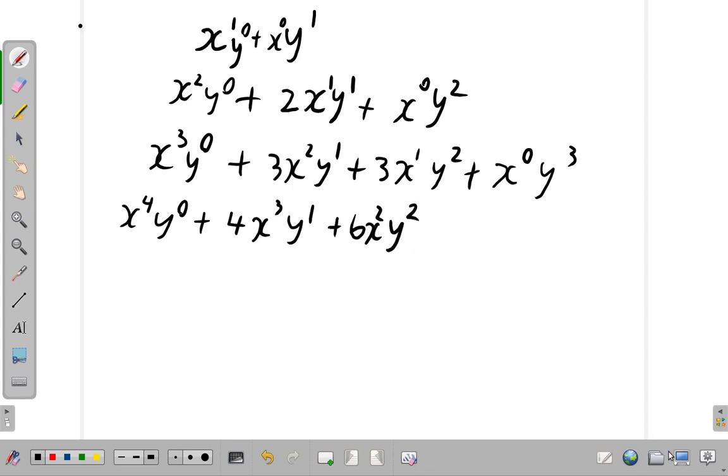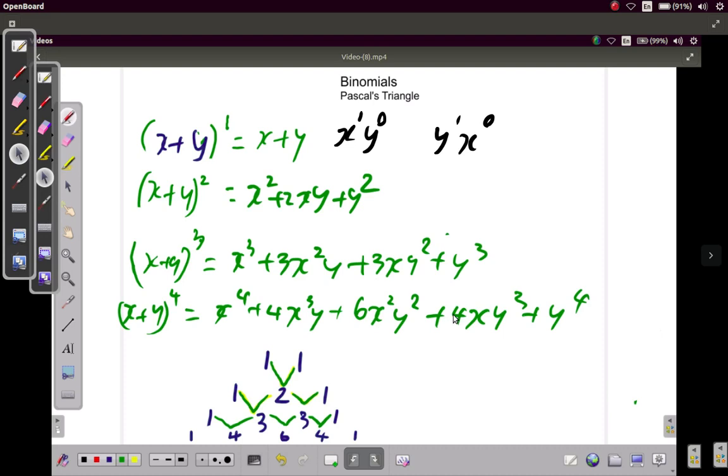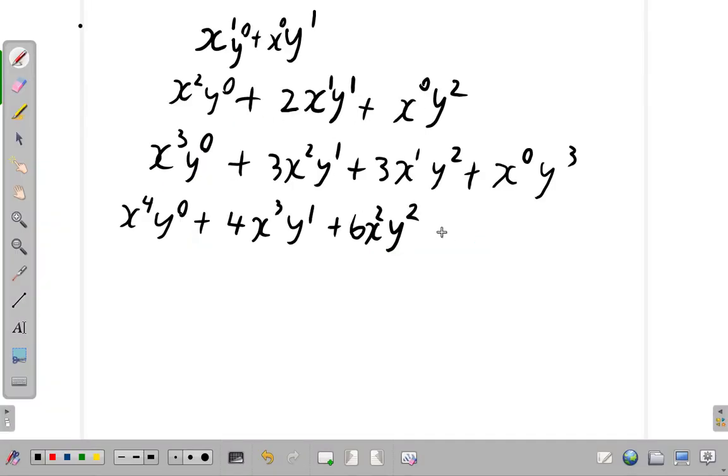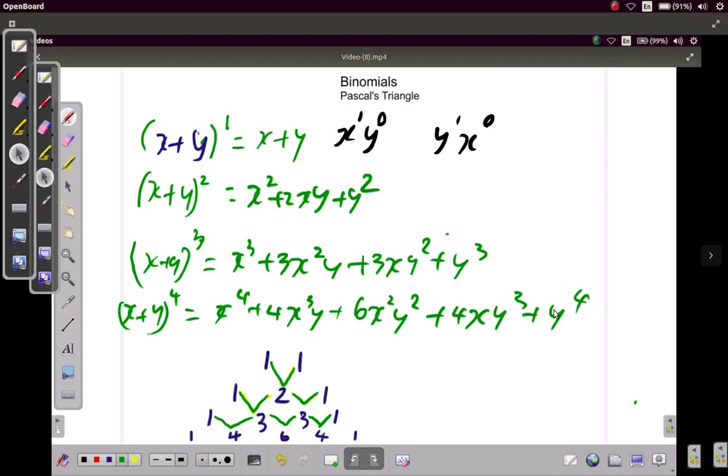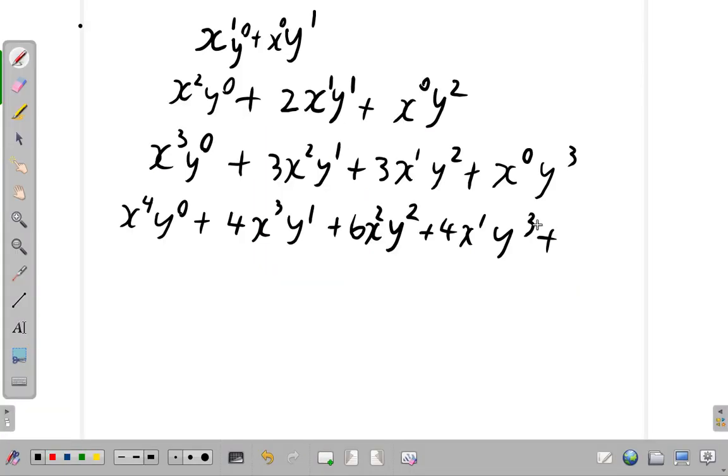So we see that. And this is 4x y to the 3, but we write it as 4x to the 1 y to the 3 because we want to show the power. So it's plus 4x to the 1 y to the 3, plus what else now? Plus y to the 4th. So we write plus x to the 0 y to the 4th. So you see that.